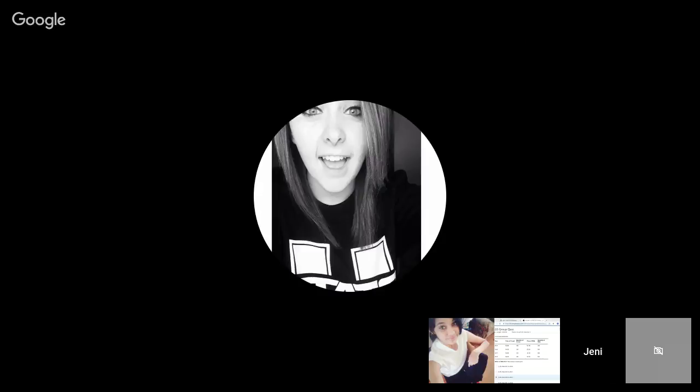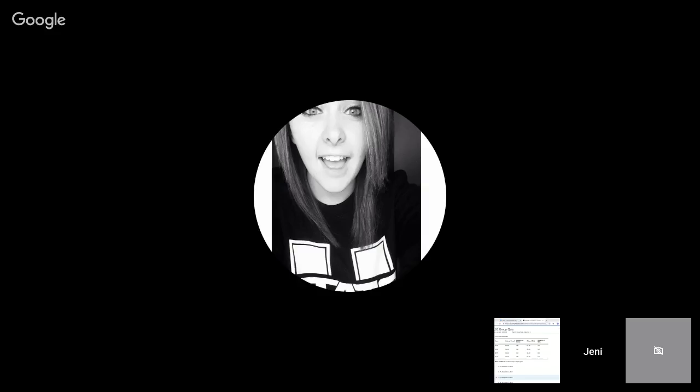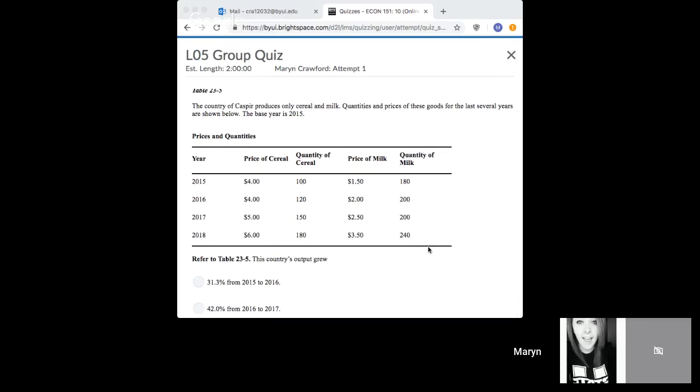Okay. Yeah. So let's try it. From 2016 to 2017, you would do 350 minus 320 divided by 320 and get 0.09, which isn't 15. And then the next year would be 420 minus 350 divided by 350, which is 20%. So that doesn't get us anywhere near any of them. You're right. Okay.